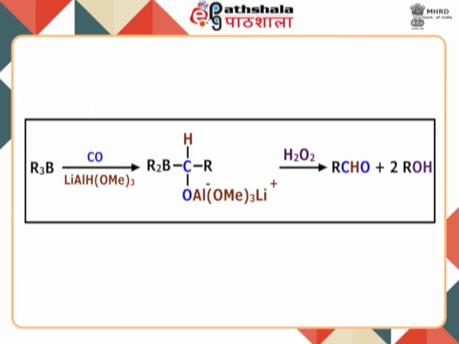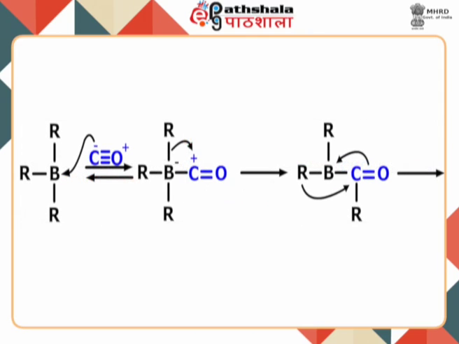For getting aldehydes, the carbonylation is done in the presence of a reducing agent such as lithium trimethoxy aluminium hydride, which leads to only one boron to carbon migration, and resulting oxidation yields the aldehyde. Let us see this mechanism, how it happens.